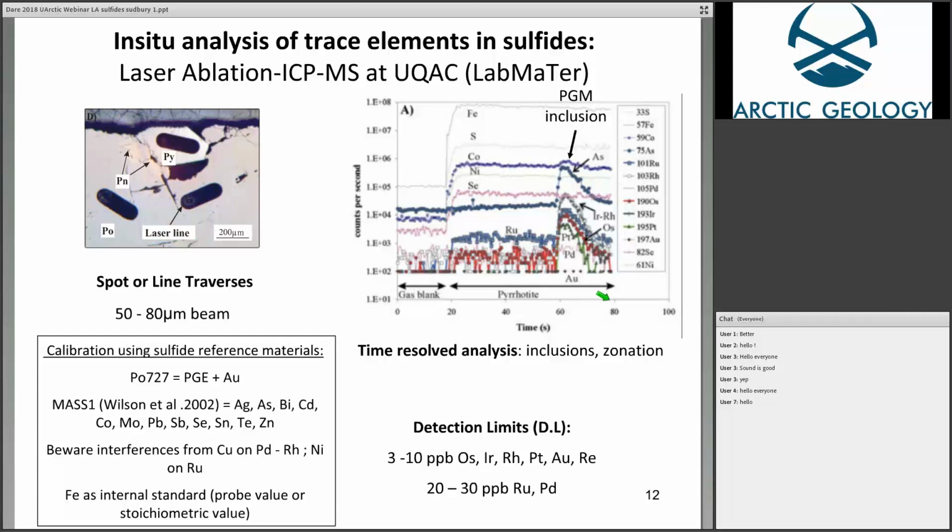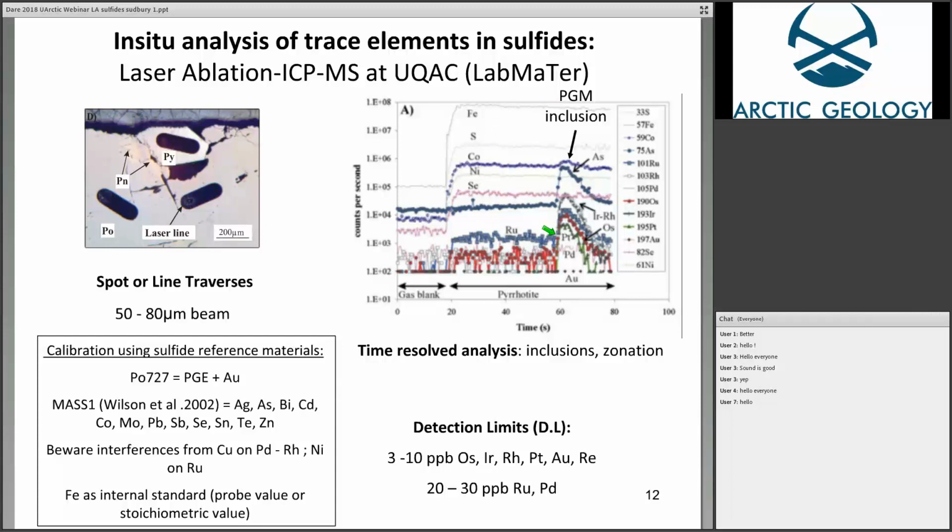So to do one line of about 200 microns, it takes only 80 seconds, time on the x-axis here. The y-axis is counts per second that you get from the ICP-MS. So for the first 20 seconds, you determine the concentration of the trace elements of interest in the gas blank. Turn the laser on. This is the signal going across or into the sulfide.